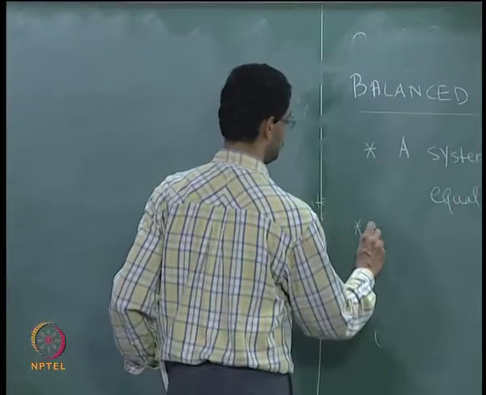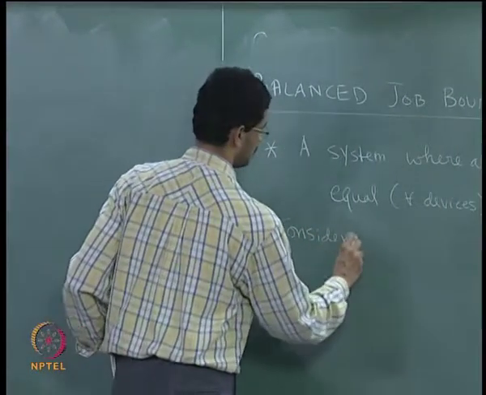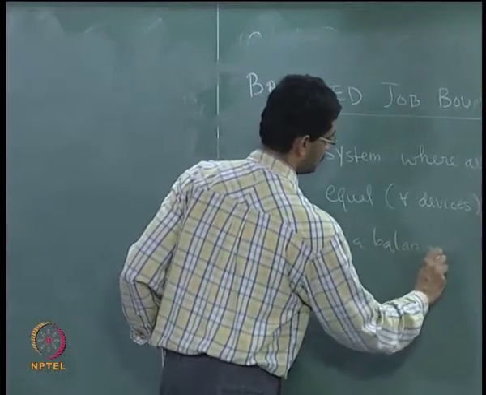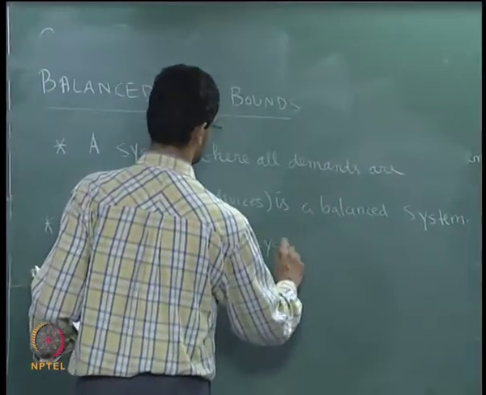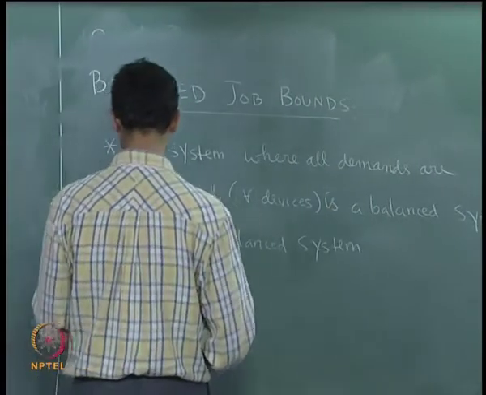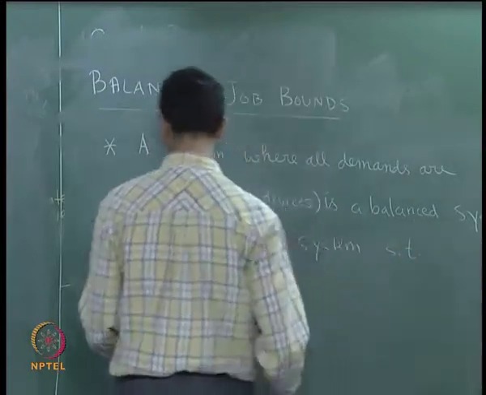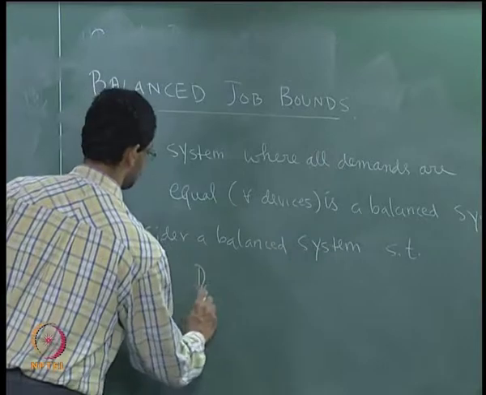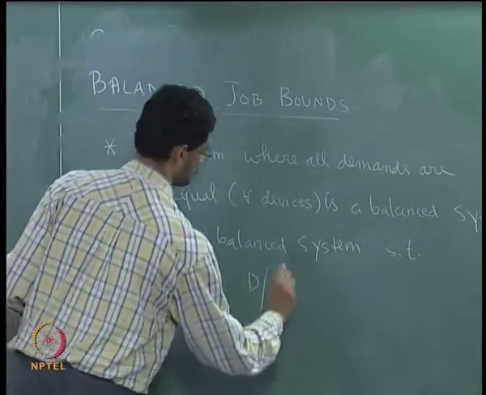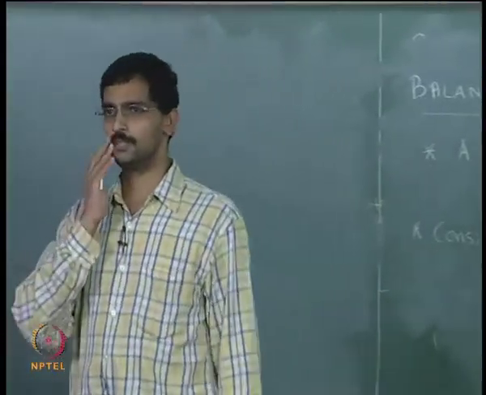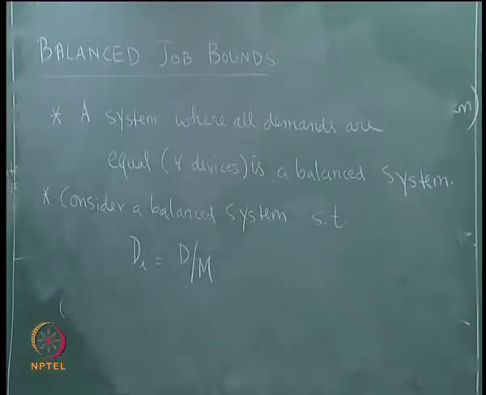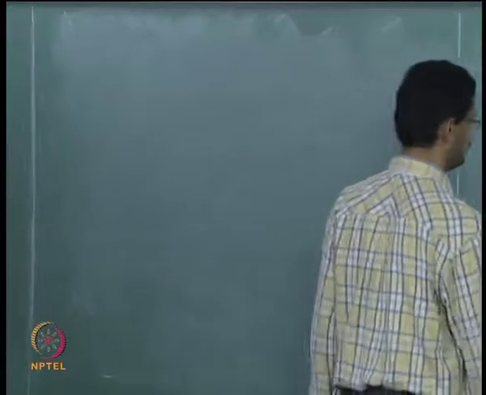Okay, so consider a balanced system. This is a system where there are no terminals, only your CPU, disks, and so on. This is your central subsystem, as you call it. So there are m devices in this queue, and the total demand is d, right? Remember, d was sigma di, and therefore di equals d by m for all i.